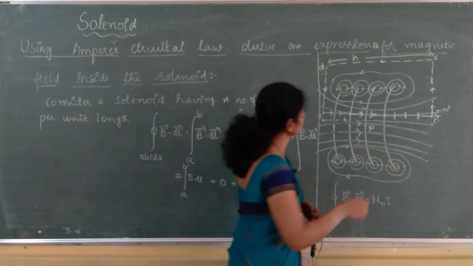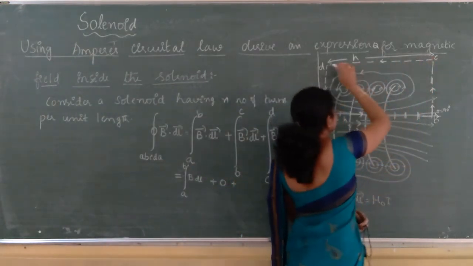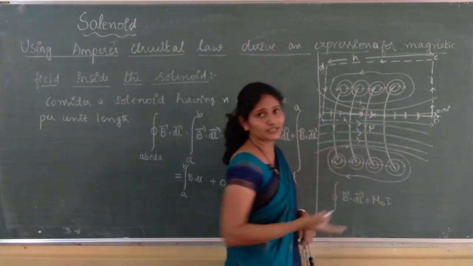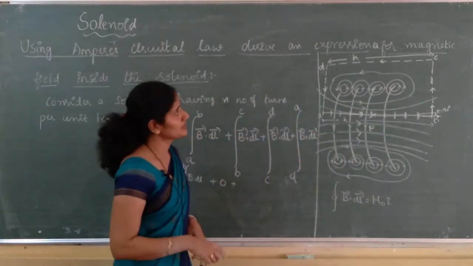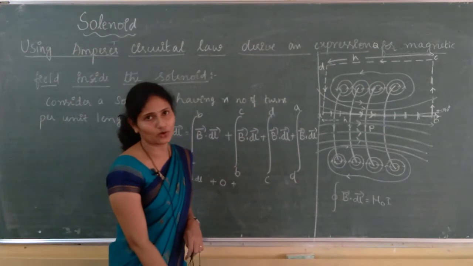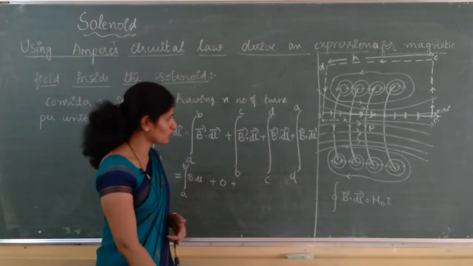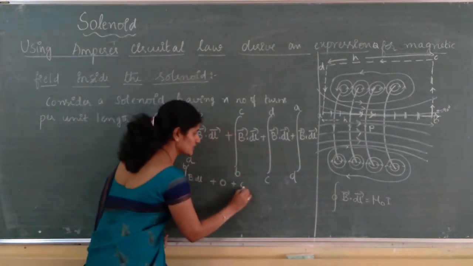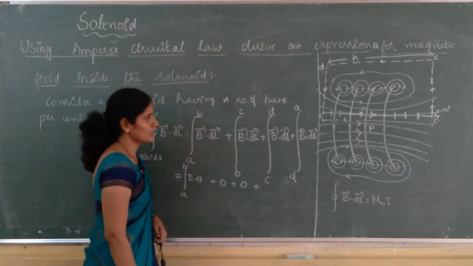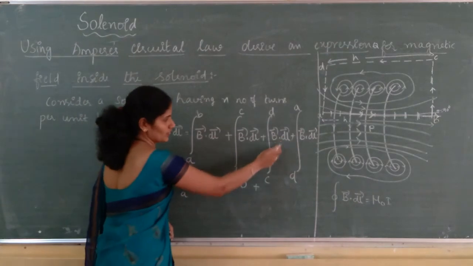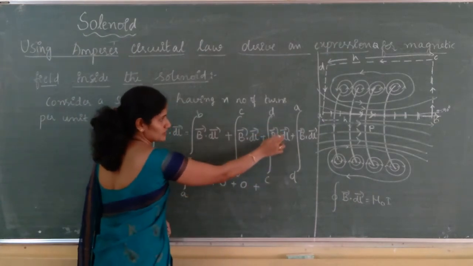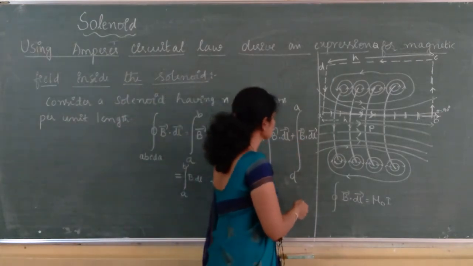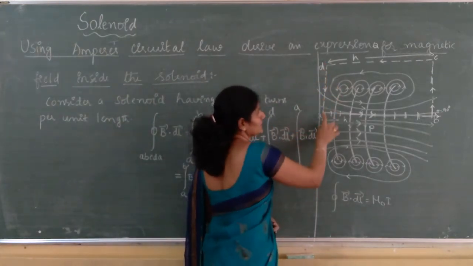Third one, line integral of CD. This line lies outside the solenoid. We know that outside the solenoid the magnetic field B is equal to 0, therefore this whole term becomes equal to 0. Sorry, this is the third one from C to D. So, this is equal to 0 plus the last one from D to A, from here to here.